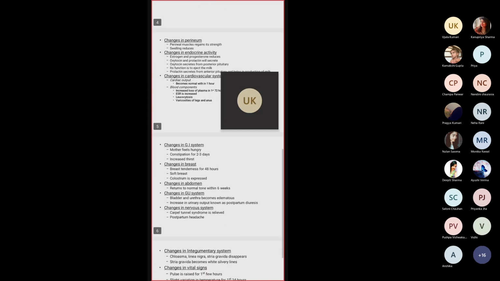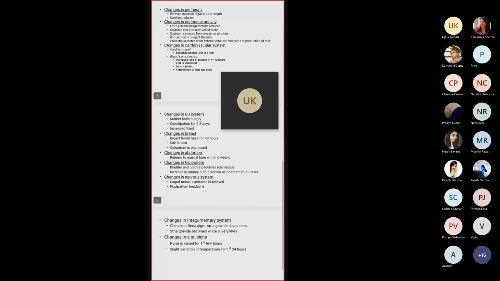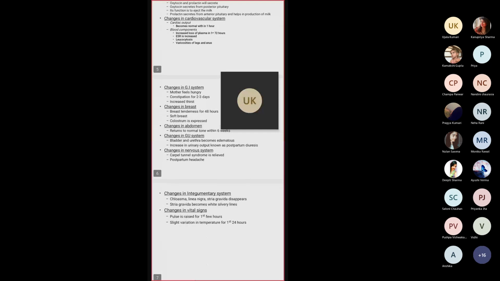Next, in the nervous system, women may experience headache, and there may be carpal tunnel syndrome. It is also relieved. Integumentary system, all the changes which happened in the pregnancy time period, that is chloasma, linea nigra and stria gravida, will disappear, and stria gravida will change to stria albicans. Changes in the vital signs, pulse rate is increased, and even the temperature is also increased for the first 24 hours. So these all are the physiological changes in the puerperal time period.